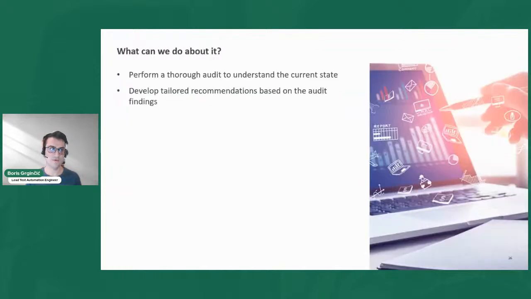But what to do about it? What can we do? Unfortunately, I cannot give you a blueprint. Okay, these are the steps, you need to do this. No, you got to perform the audit to understand your current state. You got to look at what your problems are, what your delivery pipeline is about, who the people are, what their problems are, and then develop tailored recommendations based on these findings.